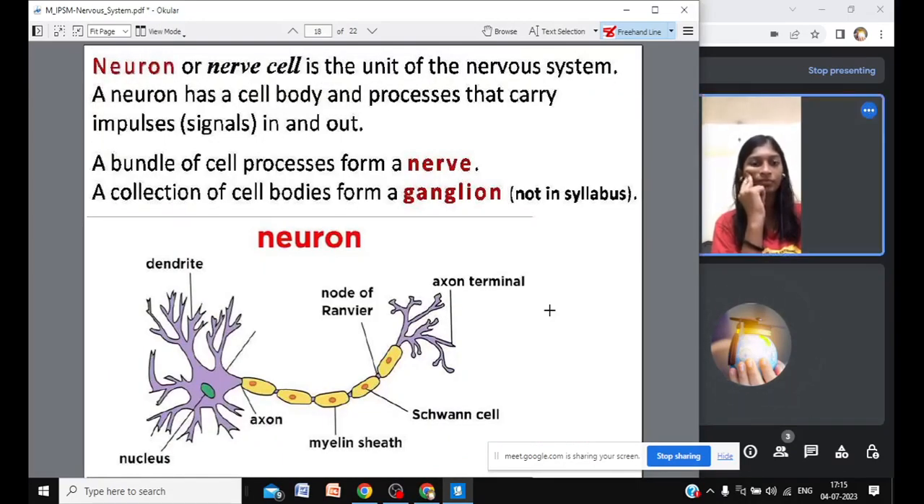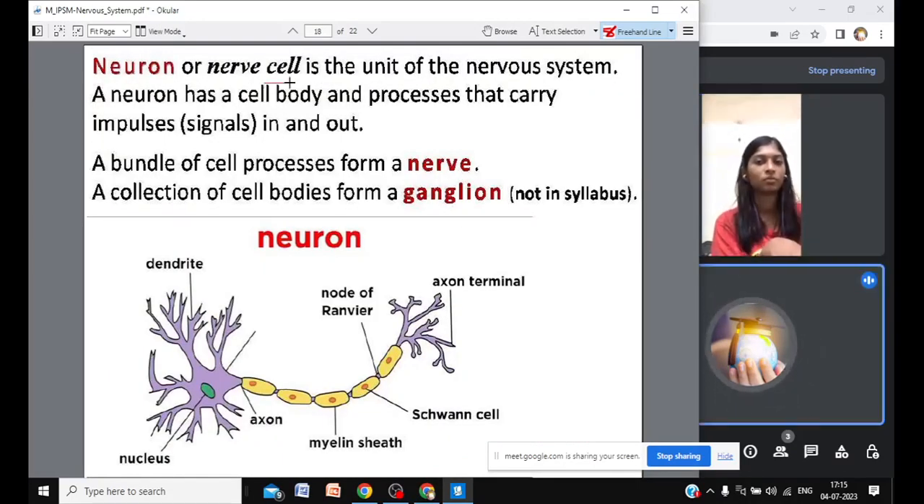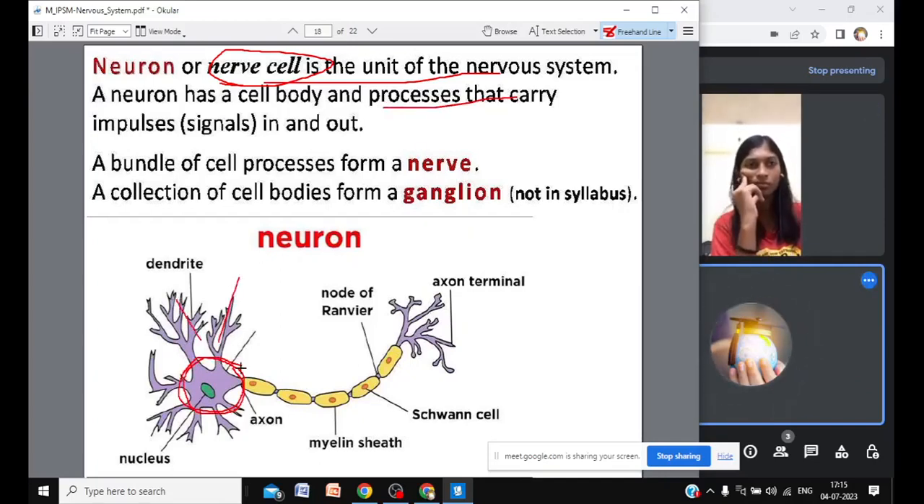Now, a neuron or nerve cell is a unit of the nervous system. A neuron has a cell body. See, this part is a cell body. You can see what I am circling? Cell body and processes, and these are processes. This one long process and many short processes. The names are dendrite or dendrons and axon, but again that is not there.